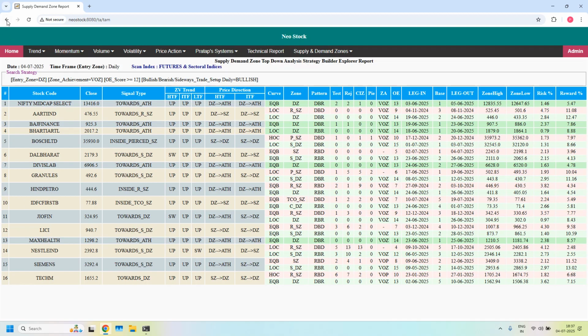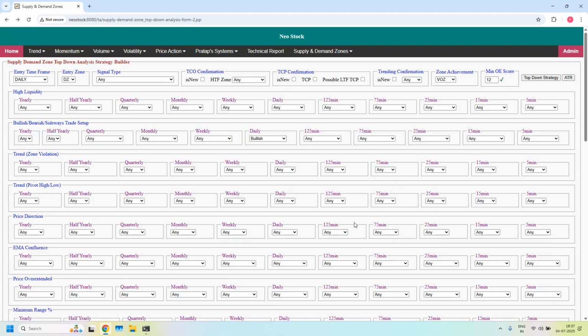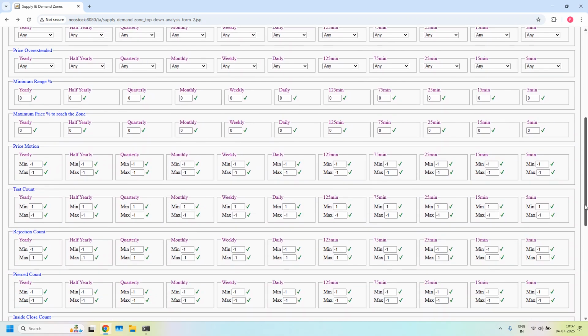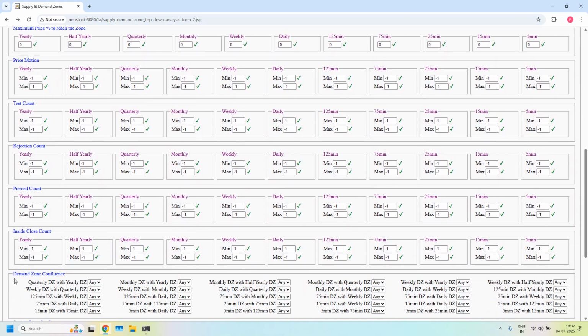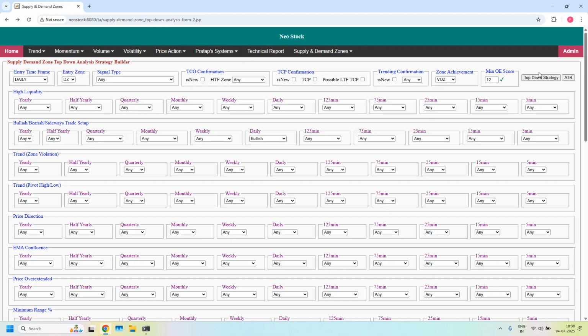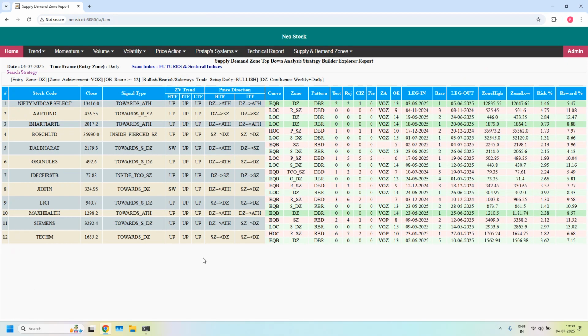For that I am adding one more filter in our search strategy builder. That is demand zone confluence. In this parameter, I am selecting the filter daily demand zone with weekly demand zone confluence. I enable the filter and it is applied on those 16 stocks. Now the list has come down to 12 stocks. In these 12 stocks, all these daily demand zones are overlapped with weekly demand zone.